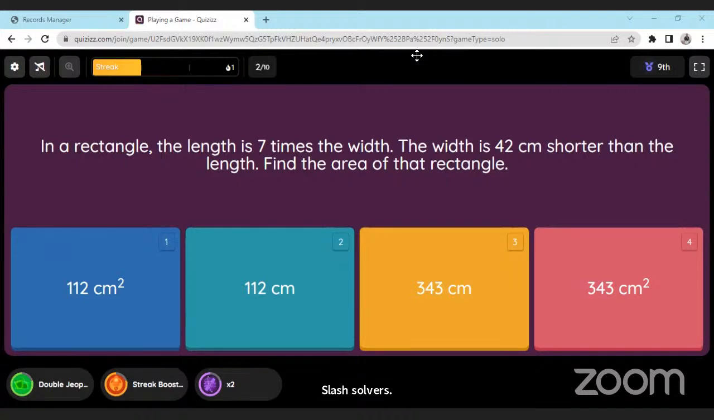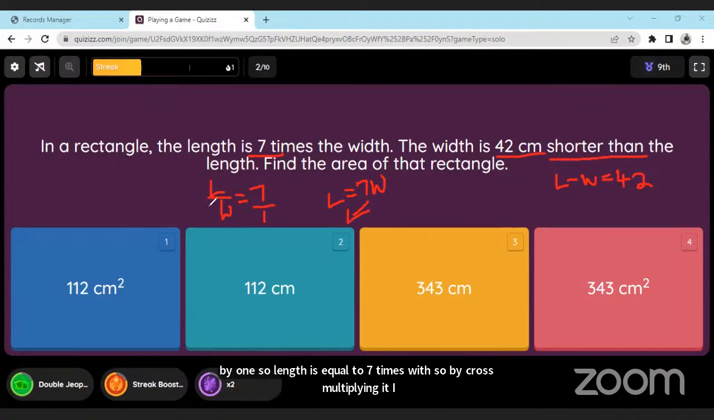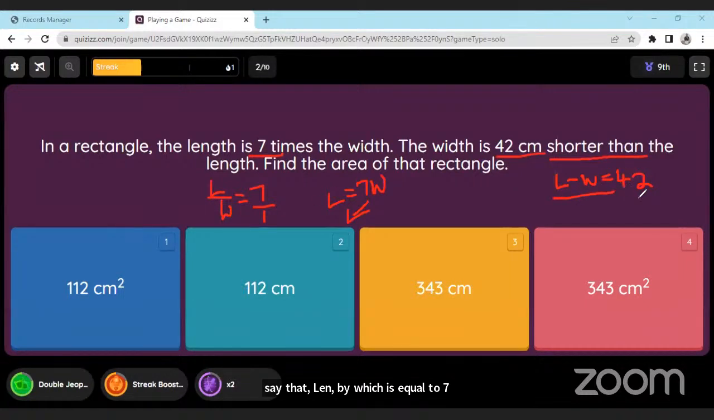Okay, in a rectangle, the length is 7 times the width. The width is 42 shorter than the length. That means length minus width equals 42. But length divided by width is 7 by 1, so length is equal to 7 times width. By cross multiplying, the length by width is equal to 7 by 1. So length minus width equals 42.